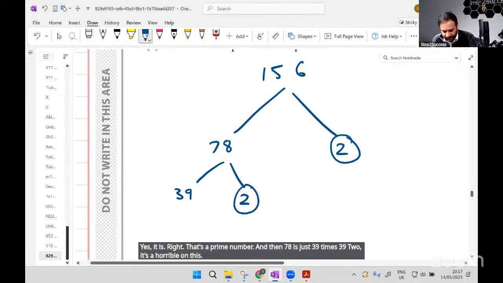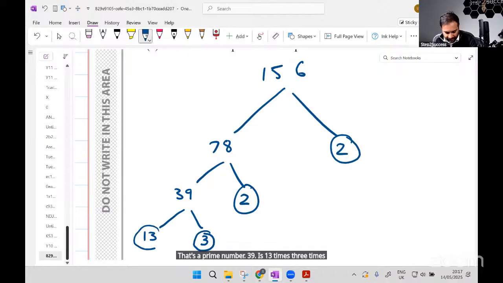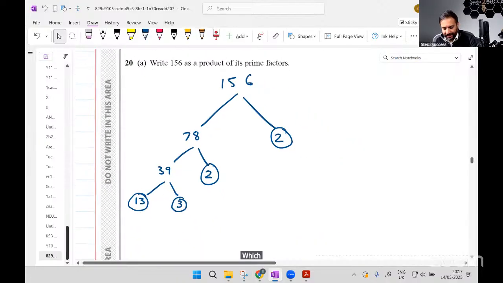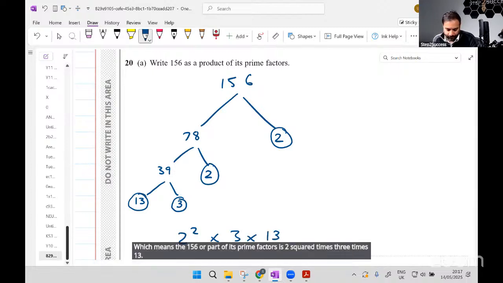That's a prime number. 39 is 13 times 3, and they're both prime numbers, which means that 156, the product of its prime factors, is 2 squared times 3 times 13. That's it.